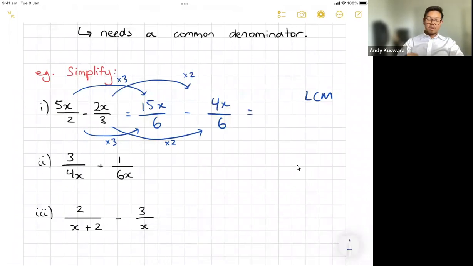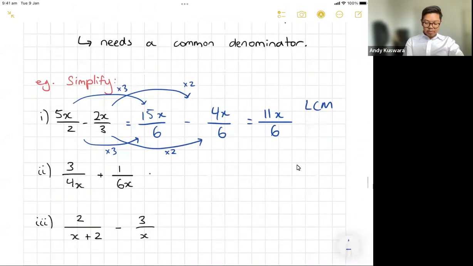But now at this point, it's in the same denominators, so I can just deal with the tops. If I have 15x, take away 4x, I'm going to have 11x up the top. And here's the common misconception. You're not going to have 6 minus 6 equals 0, because we're still talking about sixths. So it's like 15x lots of sixths, take away 4x lots of sixths, and then it's going to give us 11x sixths. Hard to do because it's very wordy, but I hope you guys are getting this.